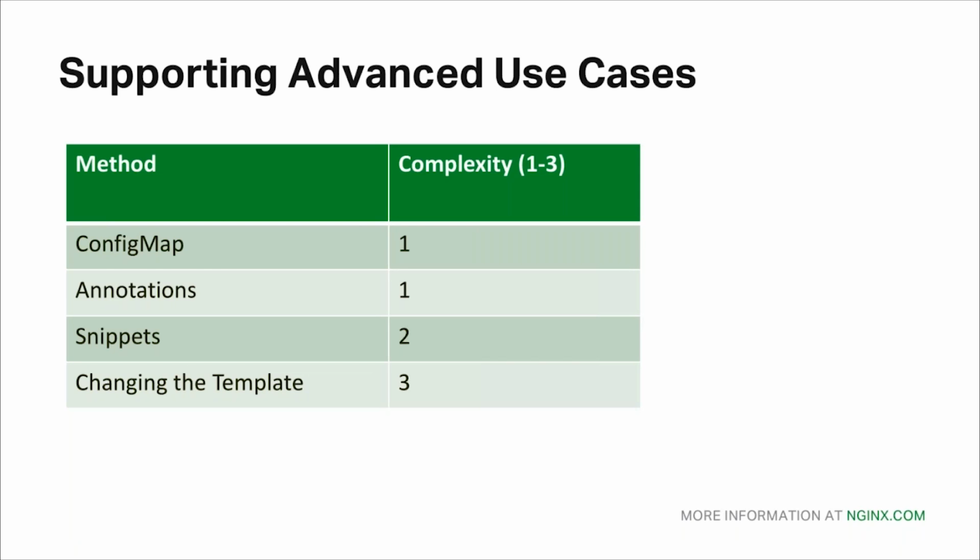Let's summarize the available methods for customizing NGINX and supporting advanced use cases. The easiest ones are the config map and annotations, because they don't require you to learn about NGINX configuration. And snippets and changing the template are more advanced methods. We only recommend using them if you can't find the right annotation or the config map key.